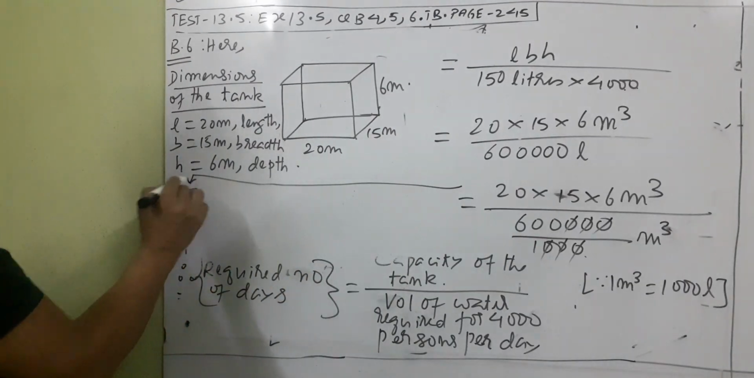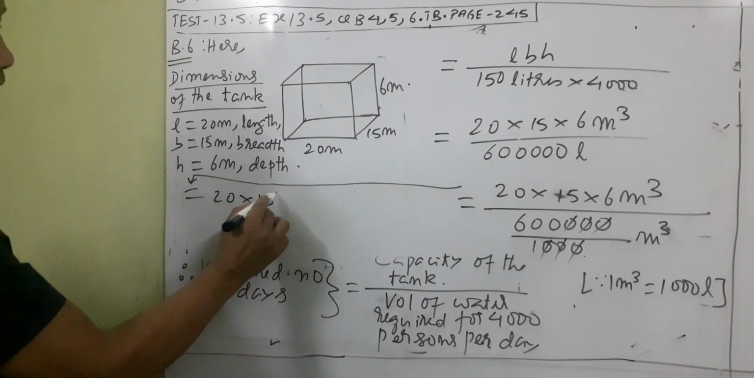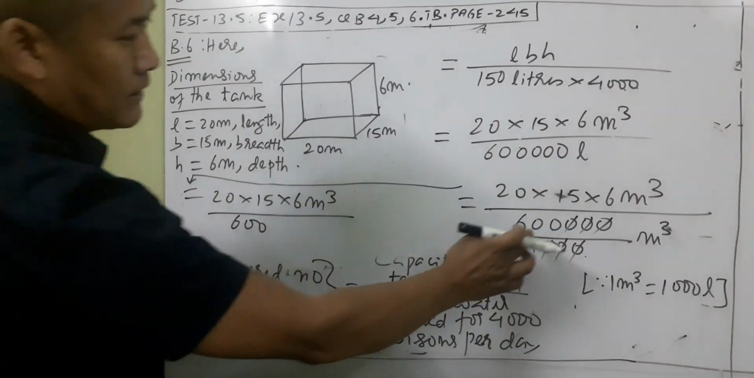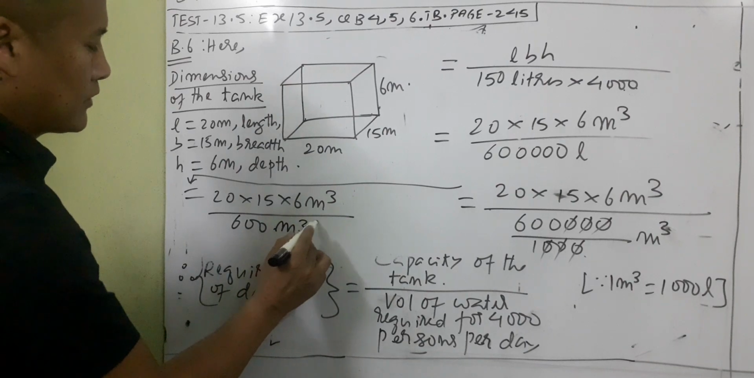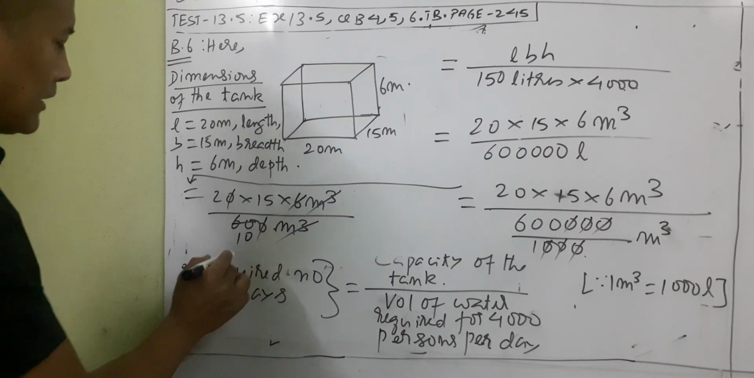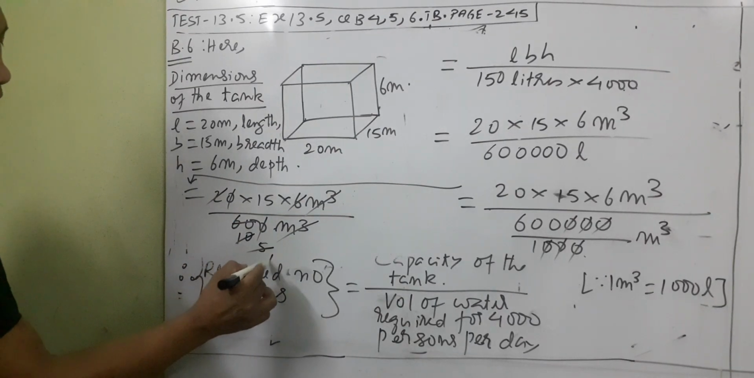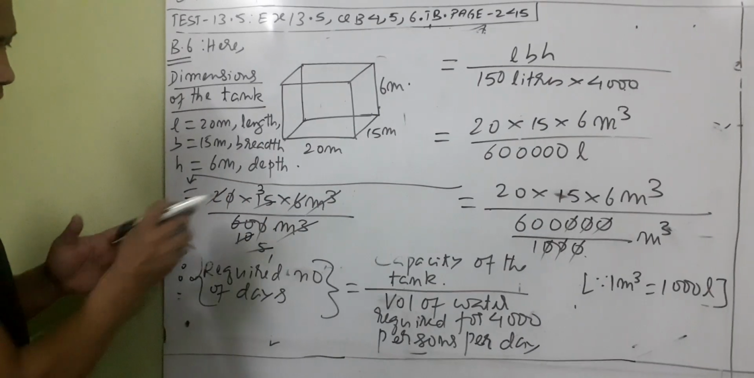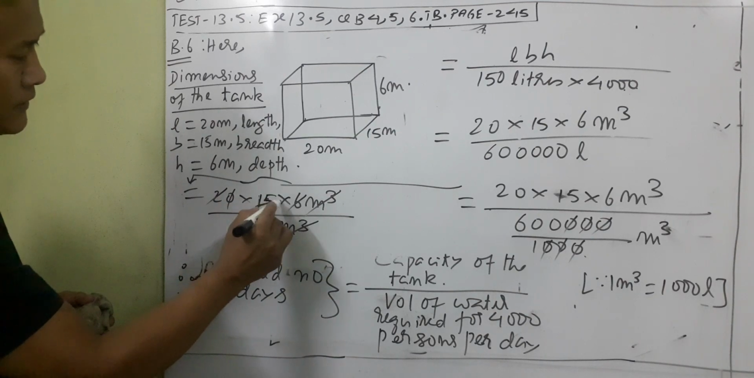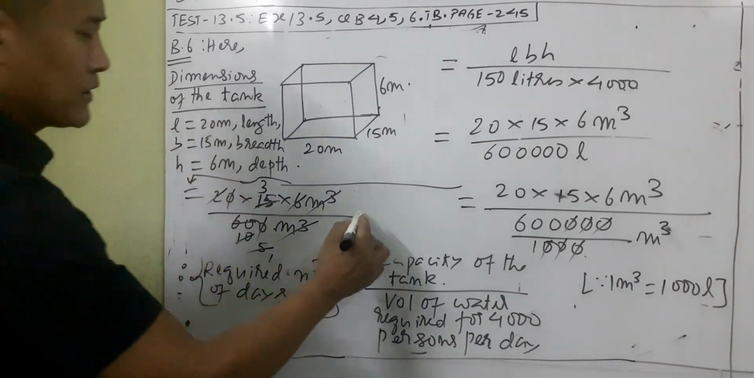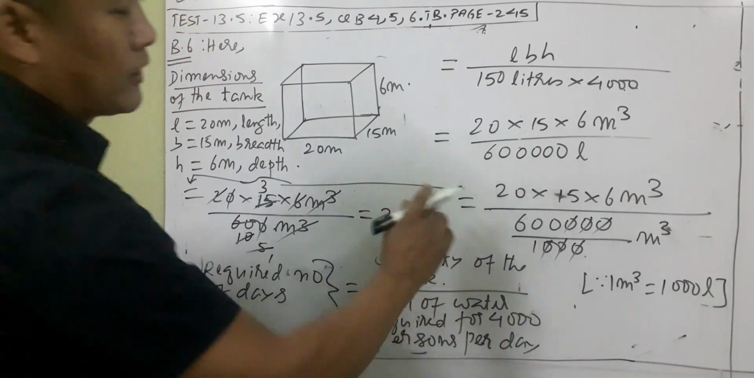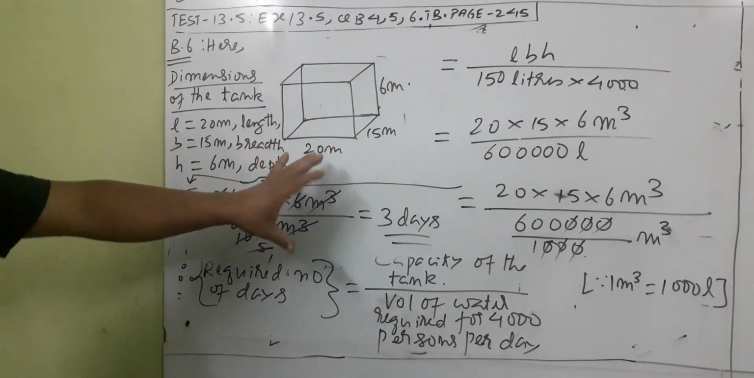So come here, and then 20 into 15 into 6 meter cube, just give it as it is, divided by 600. You will see here meter cube only left. So these two can cancel, meter cube, 0, 0 cancel, 6 tens are 60, sorry. 2 fives are 10, and 5 ones are 5, 5 threes are 15. So here your 3 is coming from here. After cancelling, 5 threes are 15, which means this whole volume of tank water will last for 3 days for a population of 4,000. So this concludes the test portion.